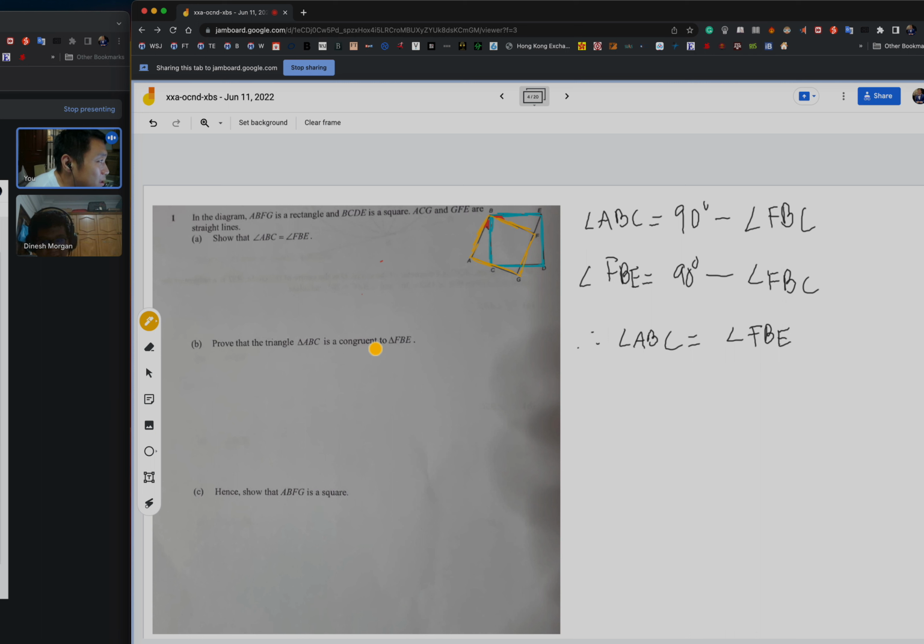Okay, 90 minus FBC. How do you? Where's your FBC? Okay, both are FBC? Yeah, sure. Yes. So, in a way, they have a common angle. Yes. Correct. Nice.